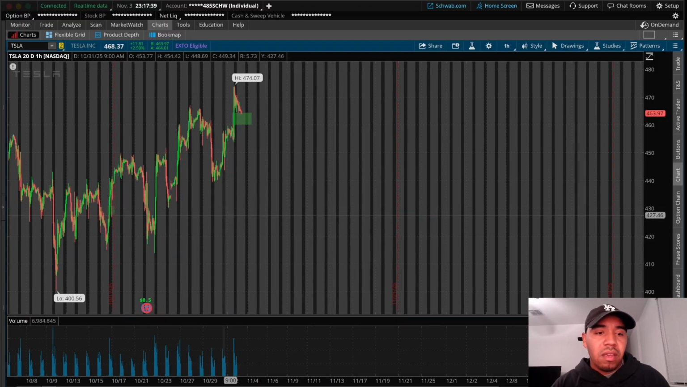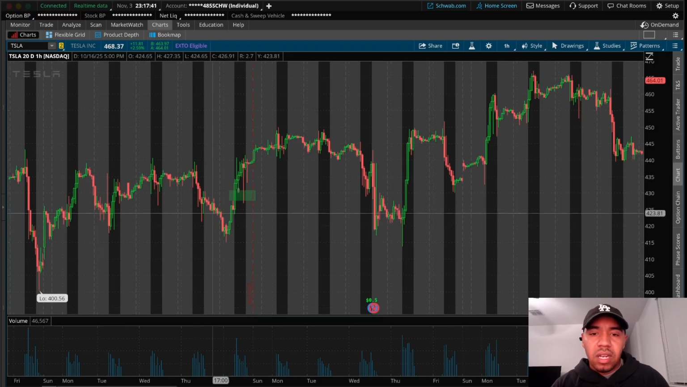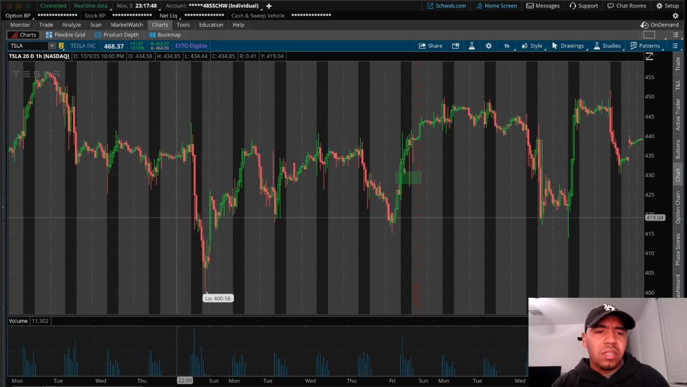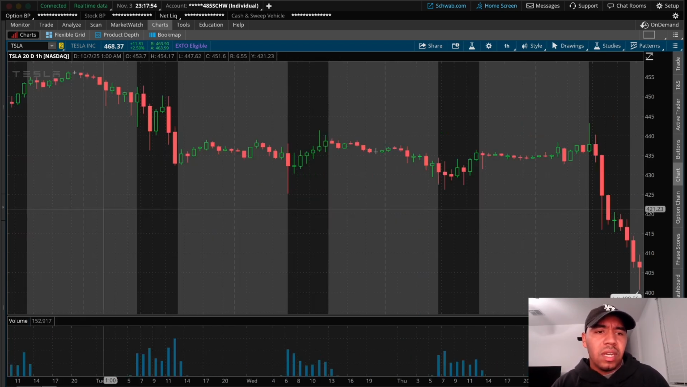Now let me see if I can find another fair value gap. I love to give you guys 3 different examples. That way you guys can see exactly what it looks like. Let's look at one to the downside.